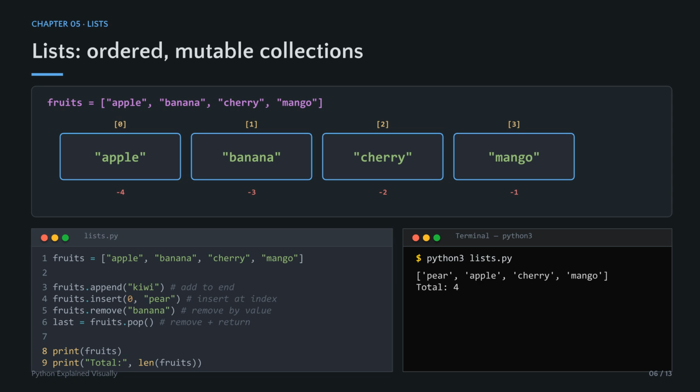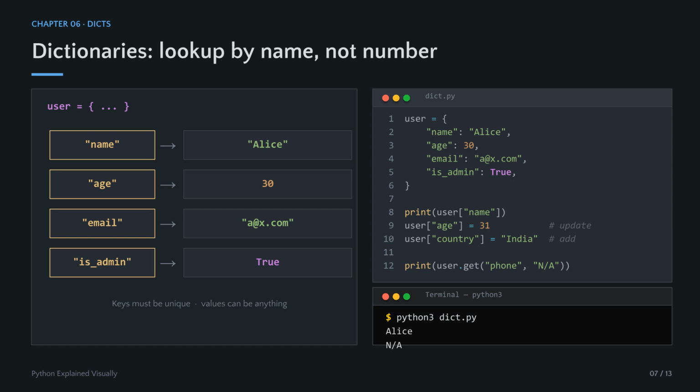Lists are ordered and mutable collections. They support indexing with positive and negative values, slicing, and methods like append, insert, remove, and pop to manage elements. Dictionaries allow you to look up values by a unique key, not an index number. Keys can be strings, and values can be any data type, as demonstrated in the user object example.